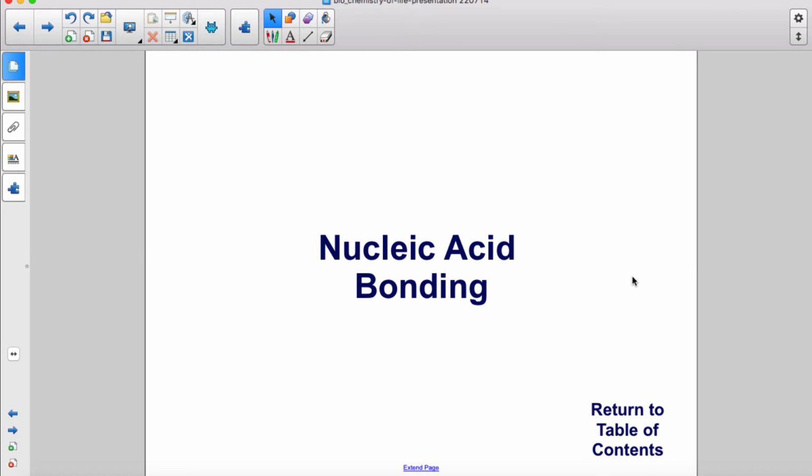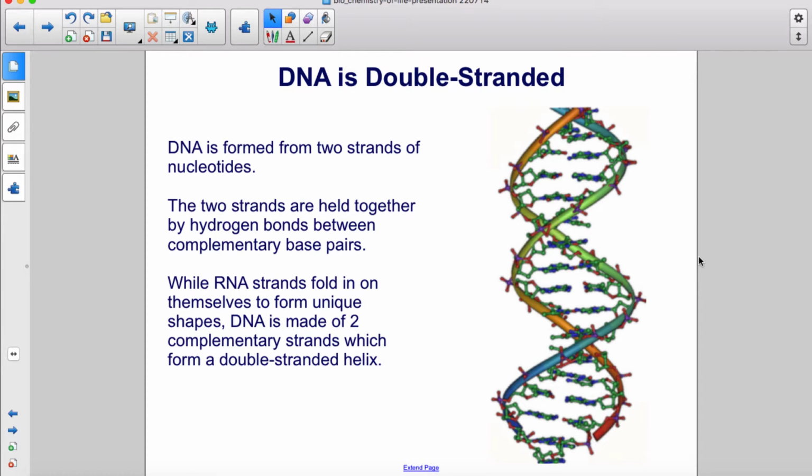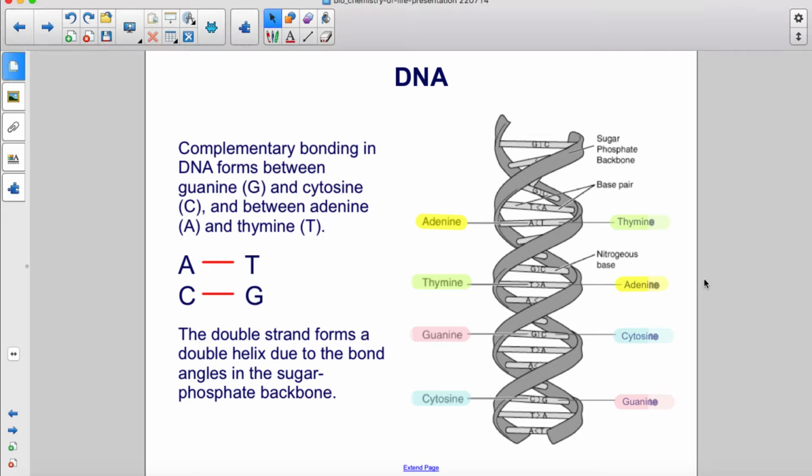Nucleic acid bonding. DNA is formed from two strands of nucleotides. The two strands are held together by hydrogen bonds between complementary base pairs. While RNA strands fold in on themselves to form unique shapes, DNA is made of two complementary strands which form a double-stranded helix. Complementary bonding in DNA forms between guanine and cytosine and between adenine and thymine.